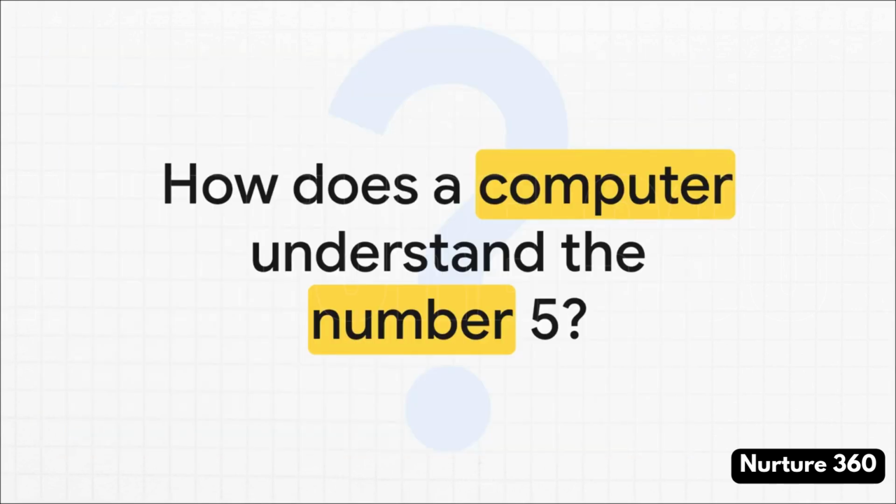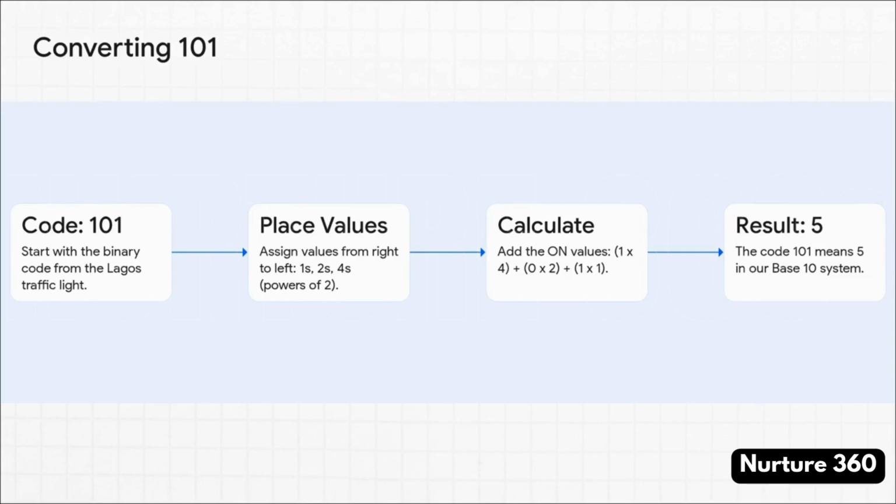Okay, so if a computer only knows on and off, 1 and 0, how in the world does it represent a number that we all recognize, like, say, the number 5? Well, let's break it down with this traffic light example. Imagine the code is 101. To translate it, you have to work from right to left. That last digit, the 1 on the far right, that's the 1's place. The middle digit, the 0, that's the 2's place. And the first digit, the 1, that's the 4's place. They're all powers of 2.